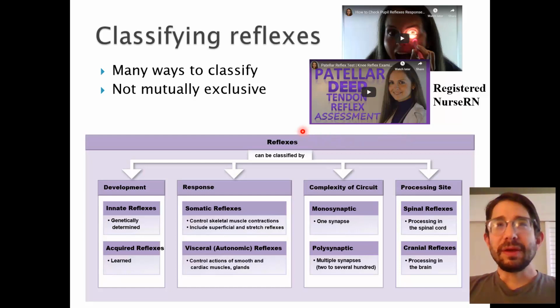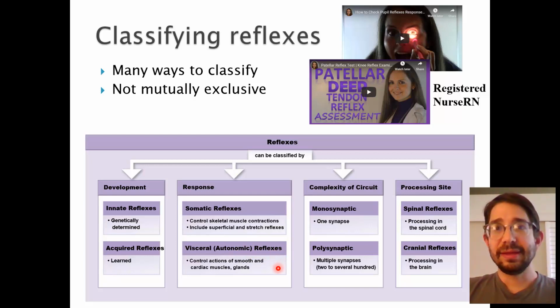But what we'll talk about before we move on is that reflexes can be classified in many ways, not just what we mentioned previously, that there are spinal reflexes and cranial reflexes, but in lots of ways. So let's talk again about the pupillary reflex as an example. The pupillary reflex is an innate reflex. So it's built into our genes. It's not something that's acquired or learned. It's a visceral reflex or an autonomic reflex.